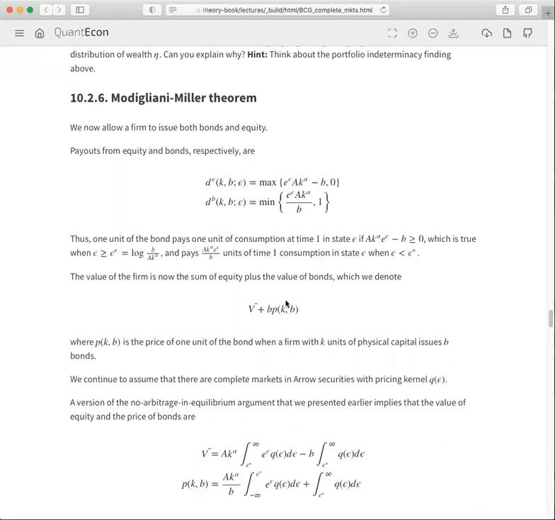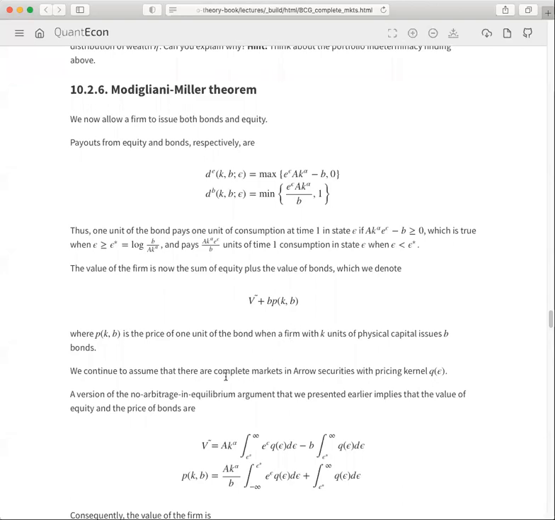So the value of the firm, we have to recompute the value of the firm now. It's going to be the sum of equity, which is our V twiddle term, which we're going to have to recompute because now the firm's issuing bonds, plus B times the price of a bond of a firm that invests K physical capital and issues B bonds. So this price is going to depend on how many bonds the firm issues, because how many bonds it issues affects its bankruptcy probability. So that's the value of the firm.